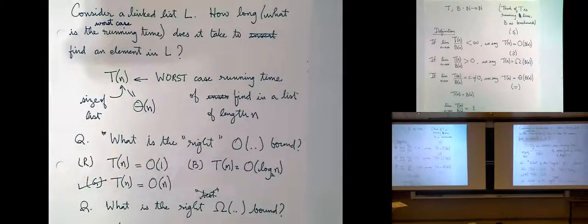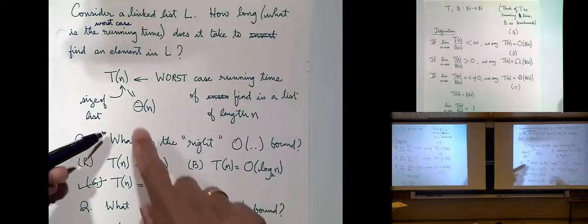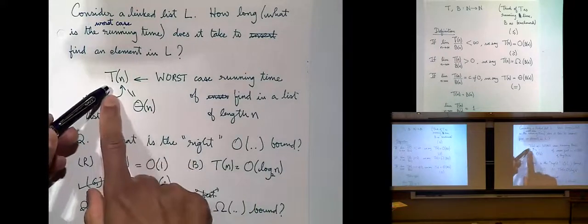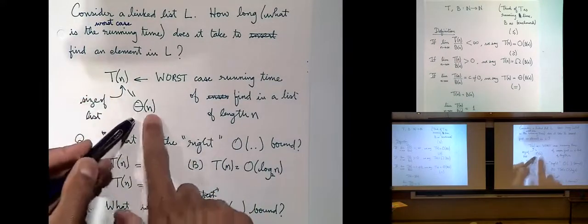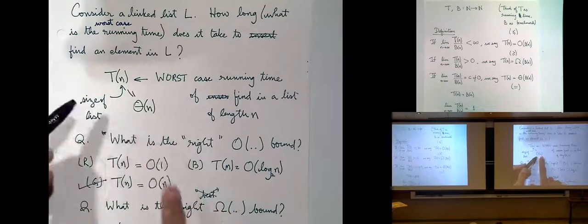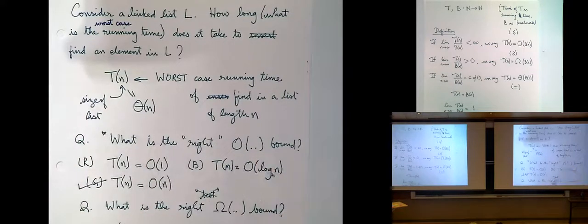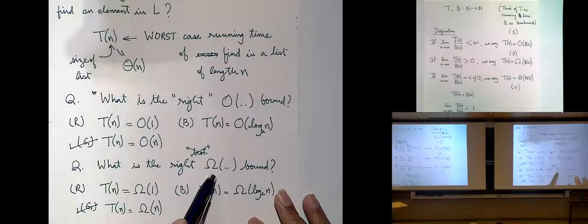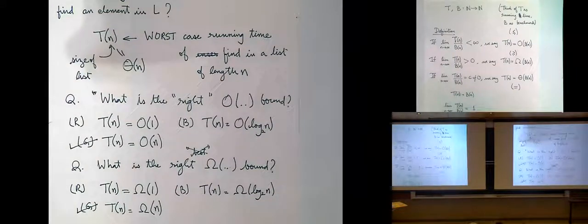Someone had their hand up? No. OK. And what we get is that T of n is theta of n. What this means is it is O of n. It's at most n. It's also at least n in the worst case. So this is important.